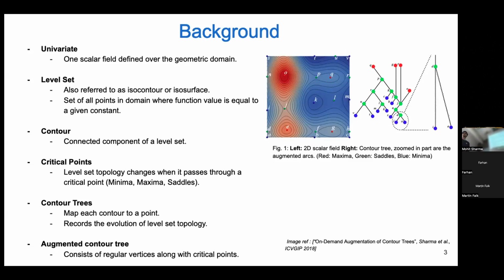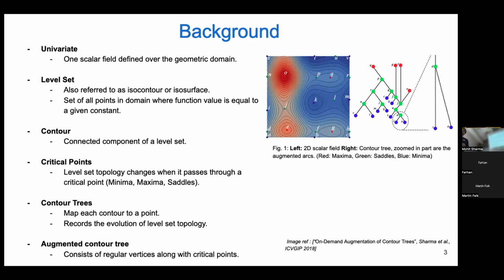First of all, what do I mean by univariate? If I'm given a spatial domain, say here I have a two-dimensional domain, then if I define a scalar function over each point, say this is the value for this scalar function at this point, this is at this point, then I call it a univariate scalar field. If I want to find out all the points which have a specific value, then all those points we call a level set or isosurface or isocontour. In that left image, those black curves are the level sets. A level set can have multiple components. A single component of that level set we call a contour.